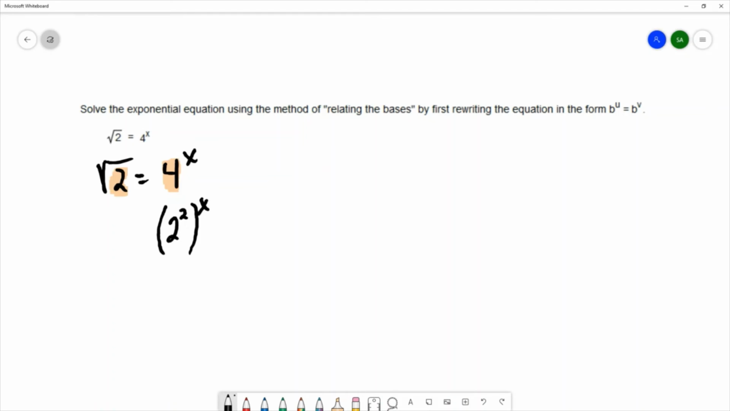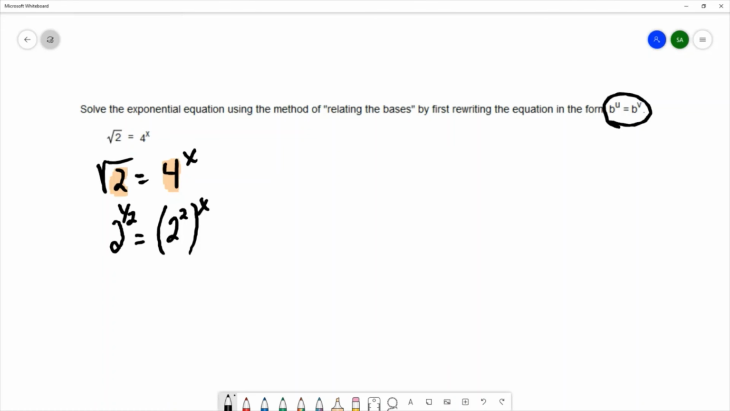And I have to remember that when you have radicals, that's the same thing as a fractional power. So for this example, because it's a square root, it will be 2 to the 1/2 power. 2 to the 1/2 power is the same thing as square root of 2. Now I'm almost there to write the equation in this format. I just need to do a little simplifying.